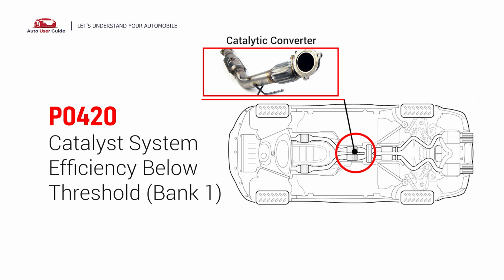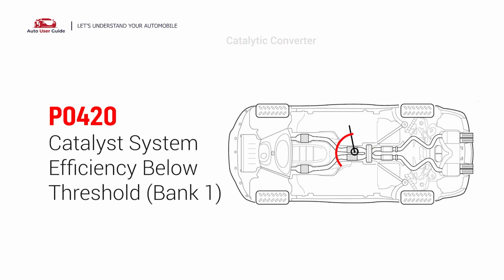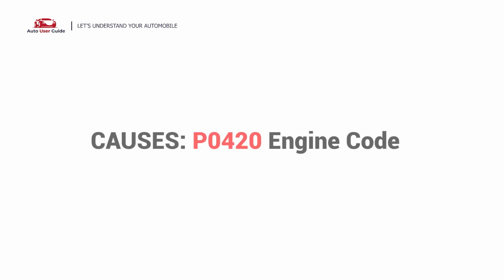It means that your catalyst system efficiency is below the threshold near engine bank 1, indicating that the catalytic converter is not functioning efficiently. As a result, the vehicle is increasing the output of harmful pollutants. So, what causes this imbalance? Here are the most common culprits.